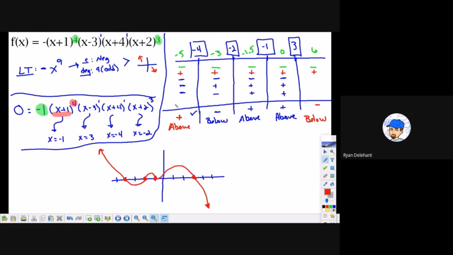All right, let's check our last one. Let's plug in our 6. So 6 minus 3 is positive. Keep my color scheme right. 6 minus 3 is positive. 6 plus 4 is definitely positive. And 6 plus 2 is positive. So we've got one negative, which means it should be negative, and it should be below. So that one checked. And this is what our graph looks like.